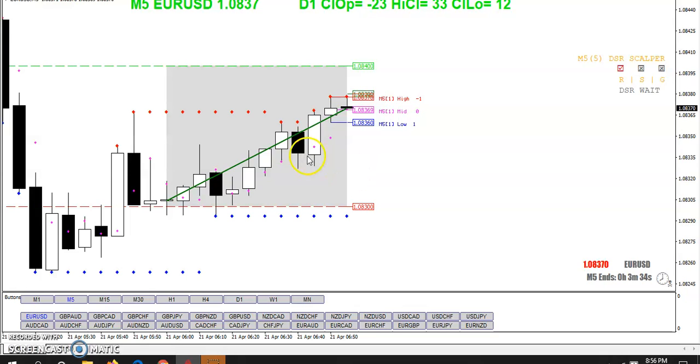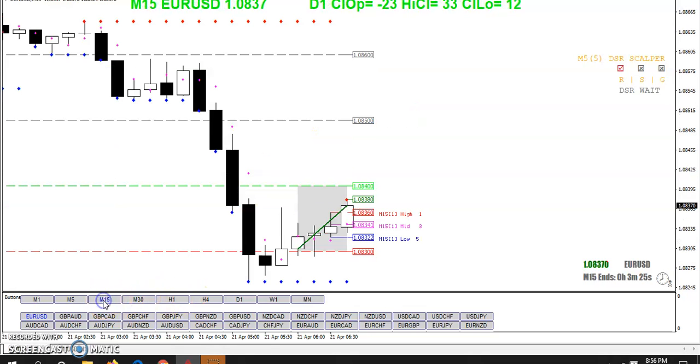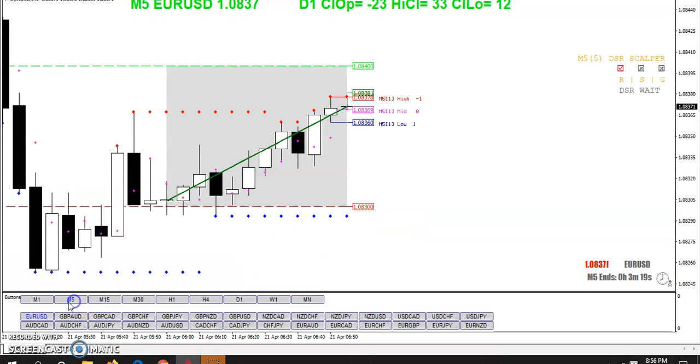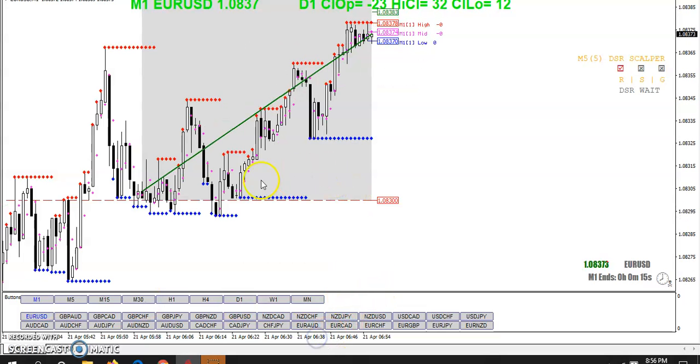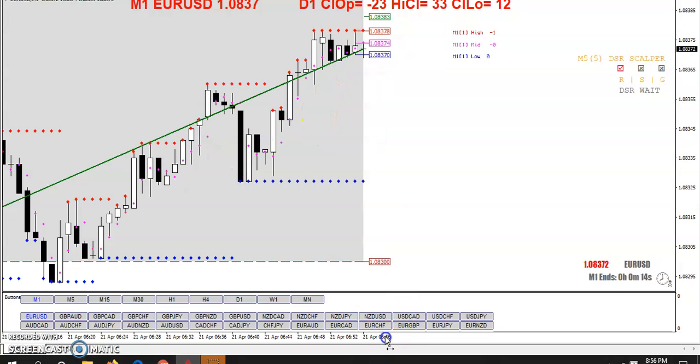And of course, if you want to trade longer, all you have to do is move up a time frame. And if you want to trade a little bit quicker, then you can move down a time frame here. You can see on the 1 minute, it's kind of a scalping machine.